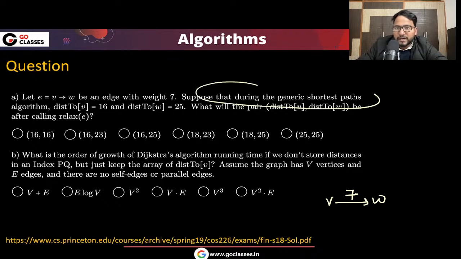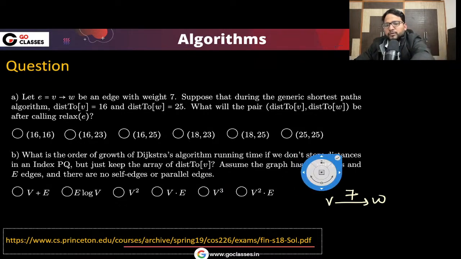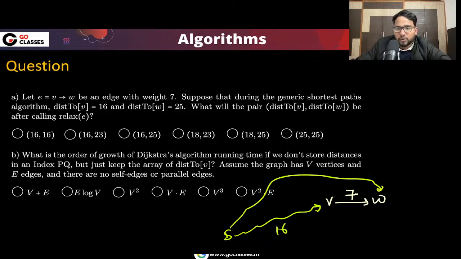Suppose that during the generic shortest path algorithm, distance to B is 16. Okay, till now they are saying, let's suppose till now we have found out that distance to B is 16. So you can say that this is from S to B, the current distance is 16, and from S to W, the current distance is 25. Okay. Then what will the pair of distance to B and distance to W after relaxation E?